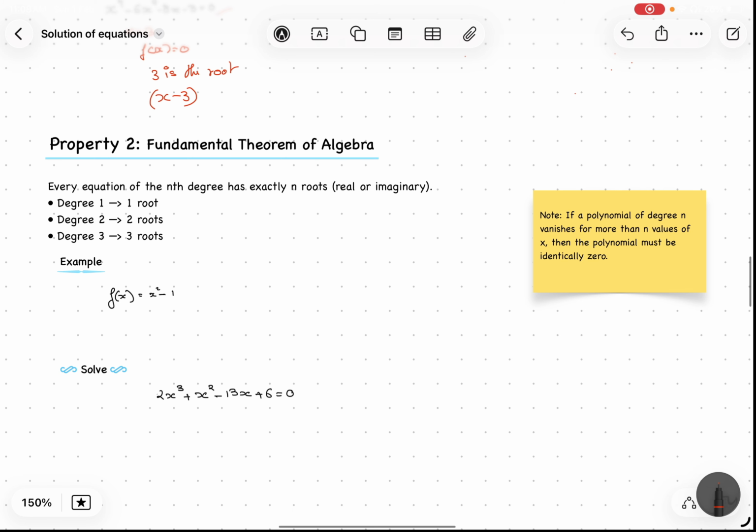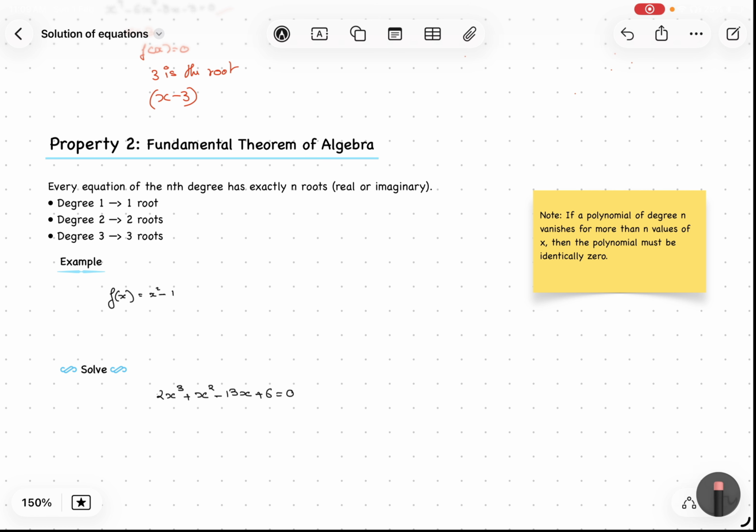Going towards property 2, the fundamental theorem of algebra. It states that every equation of degree n has exactly n roots, real or imaginary, which means degree 1 has 1 root, degree 2 has 2 roots, degree 3 has 3 roots.